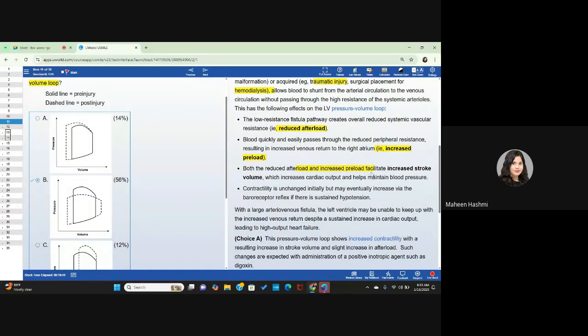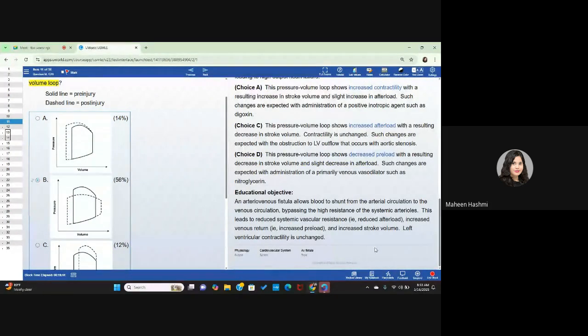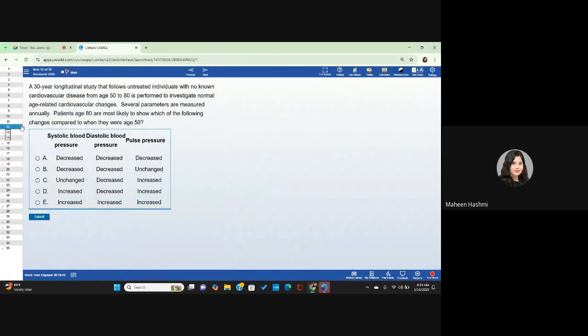Okay, and as a result, if you go down, you see that this leads to reduced SVR, that is reduced afterload, increased venous return, increased preload, and increased stroke volume. So this will be the graph in section B. All right. Okay, guys, we're doing great.